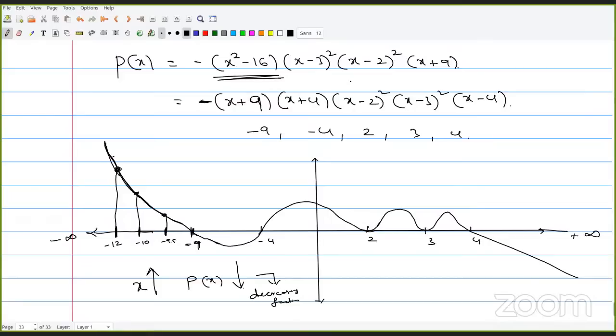So in order to check the end behaviors, you keep the roots in order, and pick the left-end root and the right-end root. You randomly pick one number to the left of the left-hand root, like -10 or -12, and just plug it in the polynomial. So substitute -10 here: -10 plus 9, -10 plus 4, -10 minus 2 whole square, -10 minus 3 whole square, -10 minus 4.